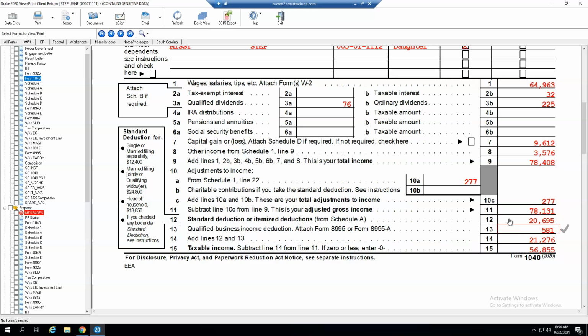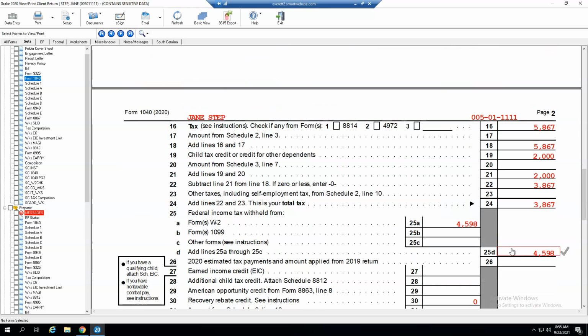Okay. Then the next line is standard or itemized deductions. Jane is itemizing here. If you're not itemizing, then you would have the standard deduction that's here. Jane also got the qualified business income deduction of $581. That qualified business income deduction comes from the Tax Cuts and Jobs Act. That's up to 20% that you deduct from your profit that you don't have to pay taxes on. So her total deductions here is $21,276. And so if you subtract this $21,276 from $78,131, that brings her taxable income to $56,855.